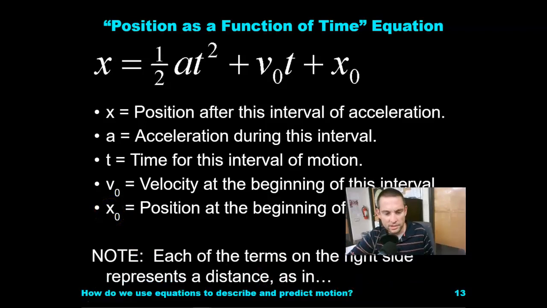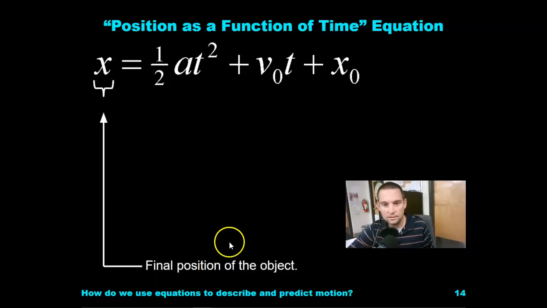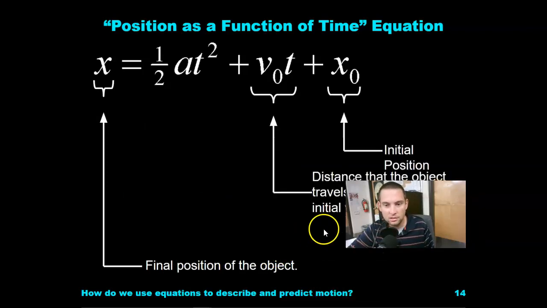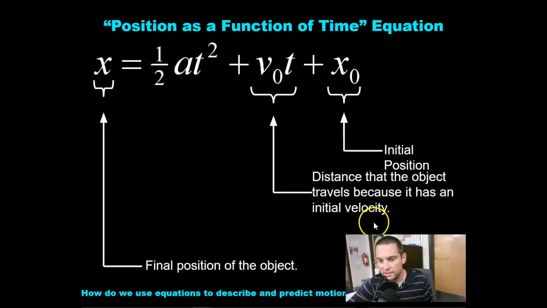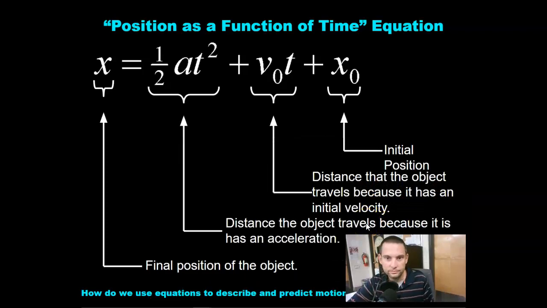Note, each of the terms on the right side represents a distance, as in final position, initial position, distance that the object travels because it has an initial velocity, and distance the object travels because it has an acceleration. Remember the old v equals x over t, and if we solve for x, we would get v times t. Well, that's it right here. And then from the graph, we have this 1/2 at squared.